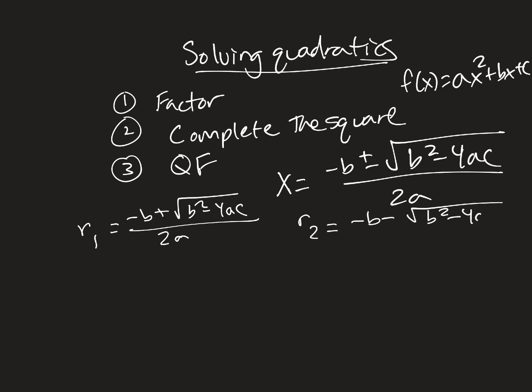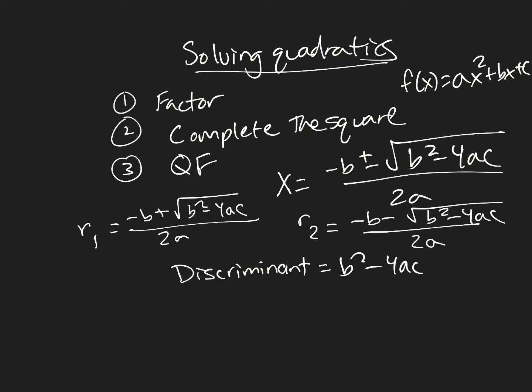Well, sometimes it's helpful to know what to anticipate in terms of the number of roots and what type of roots to expect when I have a given quadratic. So in that case, something called the discriminant is very useful. And the discriminant is what's under the square root. It's equal to b squared minus 4ac.